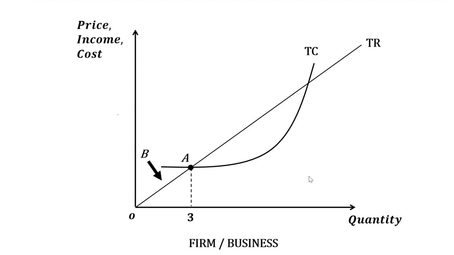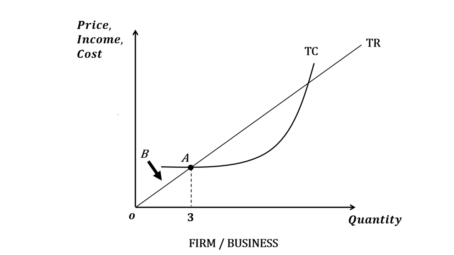When we look at an output level, what does output level mean? It means what do we produce? The amount of goods or units produced. Now at an output level between 0 and 3, just before 3 units, the firm is making an economic loss. Why is the firm making an economic loss here? The reason is total cost is greater than total revenue. In other words, we spent more money to produce the articles than what we earn when we sell them. So we are making an economic loss here.